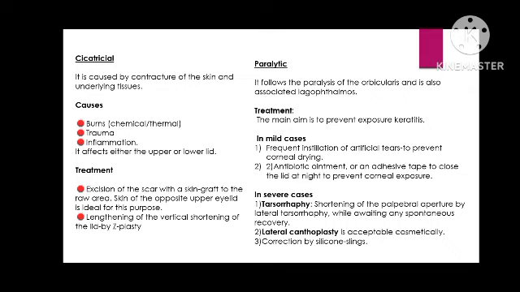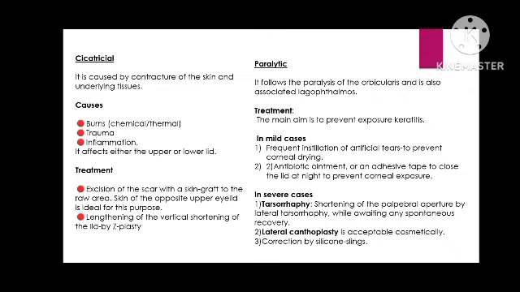And next one is paralytic. It follows paralysis of orbicularis oculi and is also associated with lagophthalmos. Treatment: the main aim is to prevent exposure keratitis. In mild cases, frequent instillation of artificial tears to prevent corneal drying. The second one is antibiotic ointments or adhesive tape to close the eyelid at night to prevent corneal exposure.